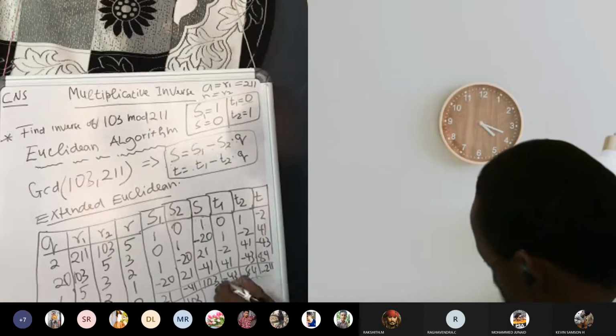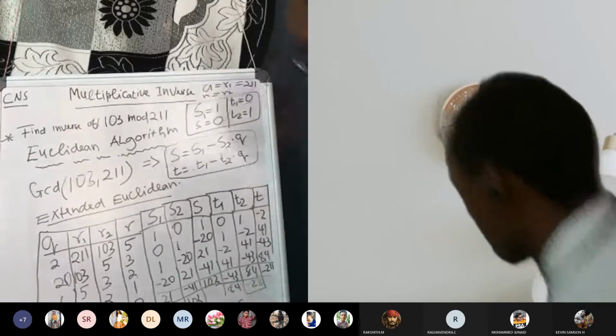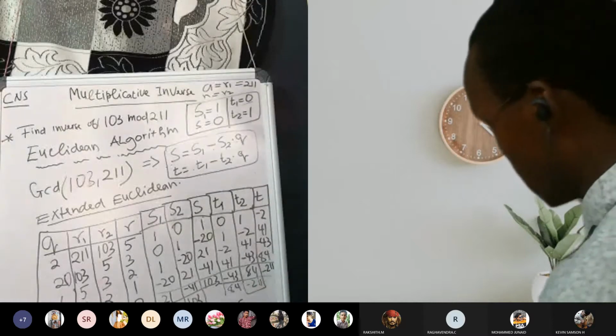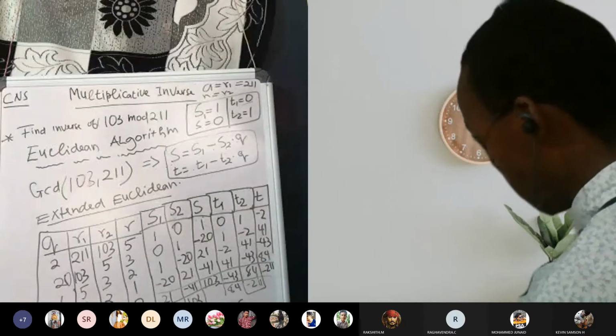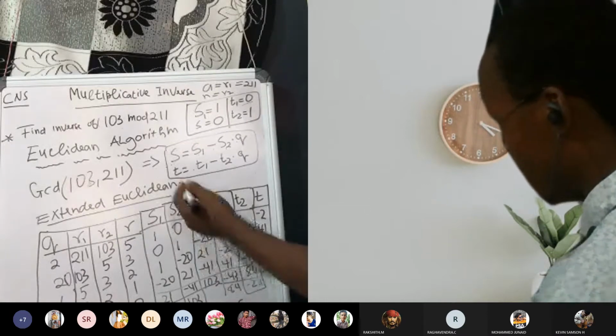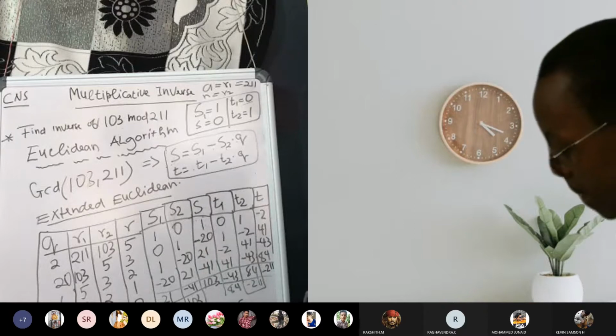So now here, T1 is equal to 84. Yes, 84. T2 is equal to minus 2, not 1. Is it correct? We shall see if it is correct. If you substitute, you tell me if it is correct, the value of T1 and T2. If you substitute in the equation, if it gives 1, then you shall know if it is correct, all right?